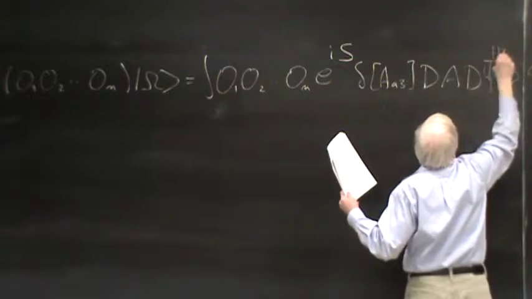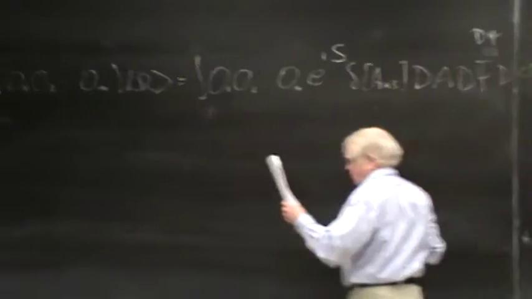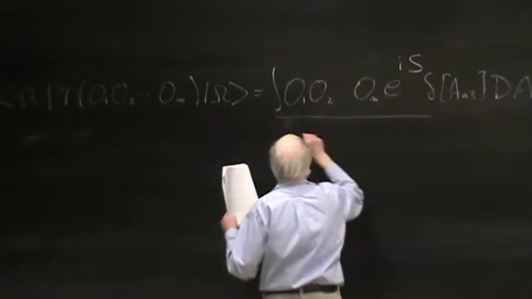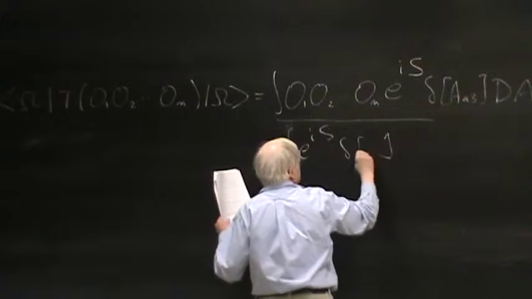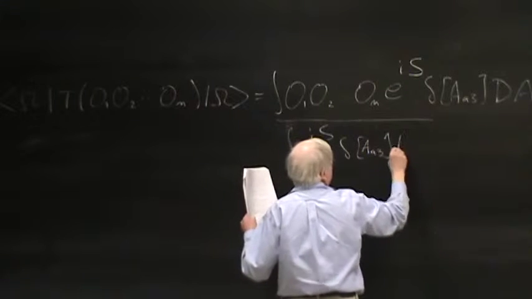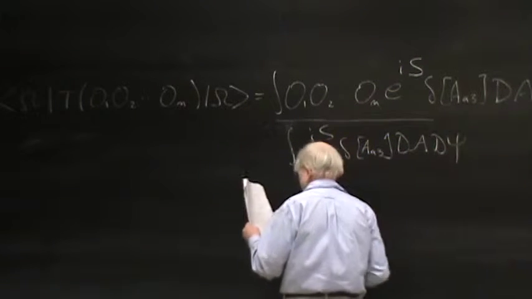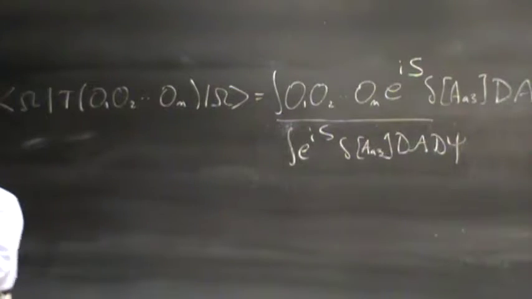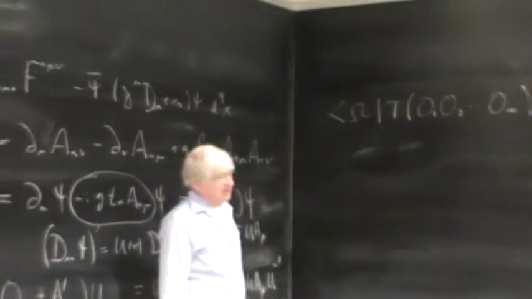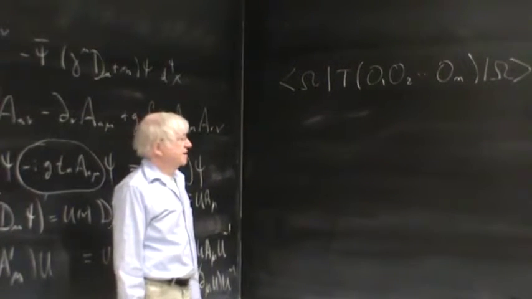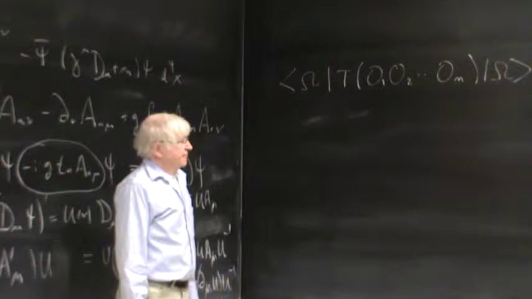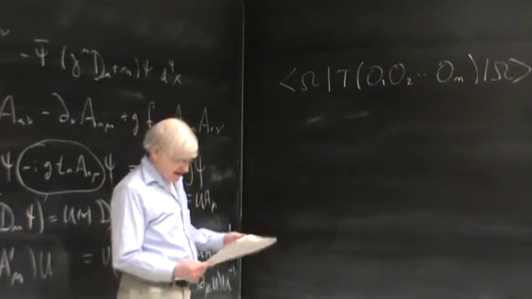So this is too much trouble to write everything in detail. So this is then e to the I as, gauge fixing condition, and okay. All right, so that's analogous to what we had in quantum electrodynamics. And okay, let's take that as a starting point.